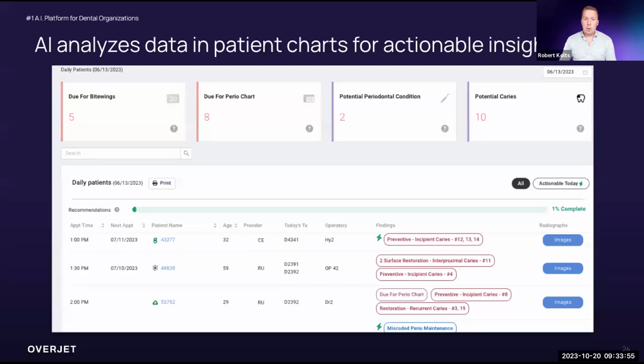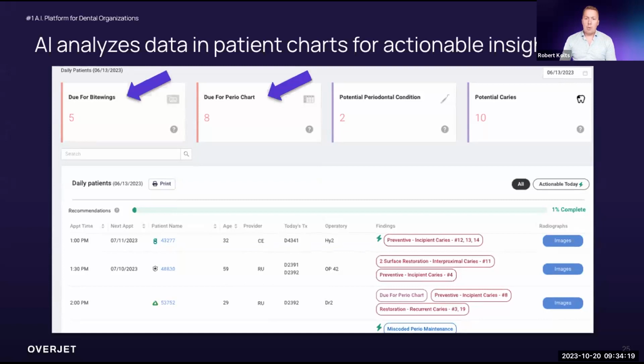So for example, let me show you what we call the daily patients dashboard. This is a representation of your day's schedule. It has every patient coming in for that day in order of time. It lists which operatory they're being seen in and what treatment they're scheduled for. It has a list of undiagnosed AI findings, that list towards the right. And then it has a couple of boxes going across the top, and that's what I want to show you for a minute.